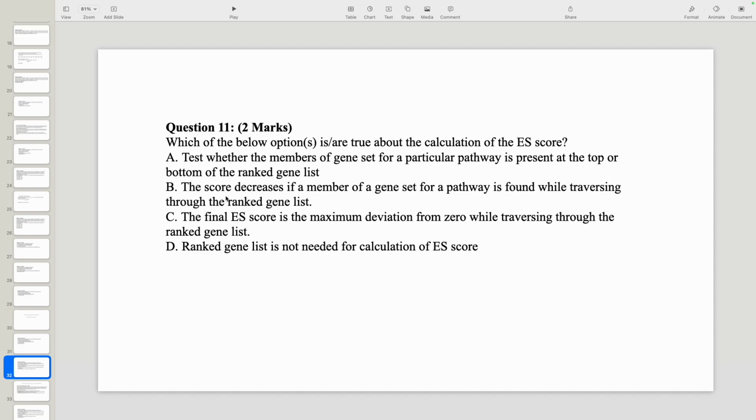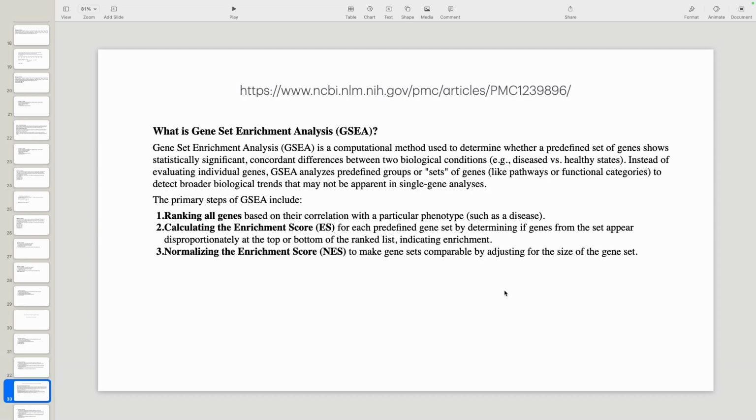So the score basically is the maximum deviation from zero. It does not decrease if a member of a gene set for a pathway is found while traversing through the ranked gene list. It actually increases, not decreases. C, the final ES score is the maximum deviation from zero while traversing through the ranked gene list, which is true. The option that the ranked gene list is not needed for calculation of ES score is false. We need the ranked gene list when we calculate the ES score.